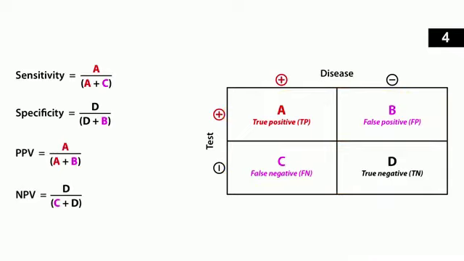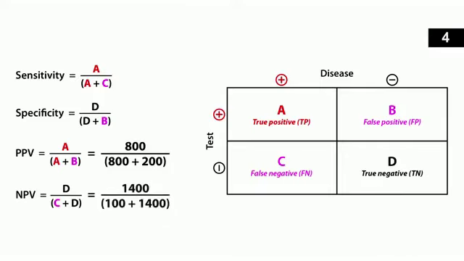Positive predictive value is the true positives divided by all the people who tested positive, so it's 800 divided by 800 plus 200, or it's 800 over 1,000. And then negative predictive value is your true negatives, which is 1,400, divided by everyone who tested negative, which is 1,500. So this is pretty basic. I hope you're seeing that, but it's definitely high yield for your test.